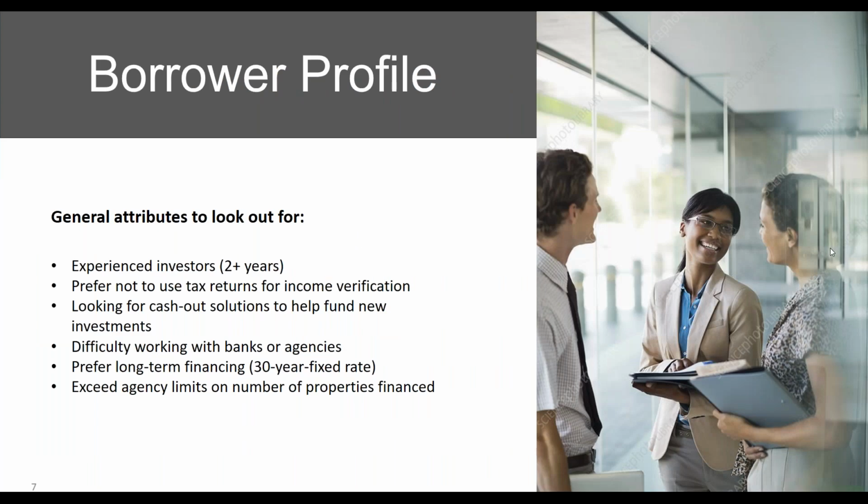So what we're looking for in a borrower, we do like to see experienced investors, and that means they have 2+ years of experience. The short way to think about it is we're not looking for first-time investors. We want somebody that pretty much knows their way around the block. These borrowers prefer not to use their tax returns for a number of reasons. One could be that they wouldn't qualify if we were underwriting the tax returns. They maximize the tax code, as we like to say in air quotes. They could be looking for cash out solutions to help fund new investments.